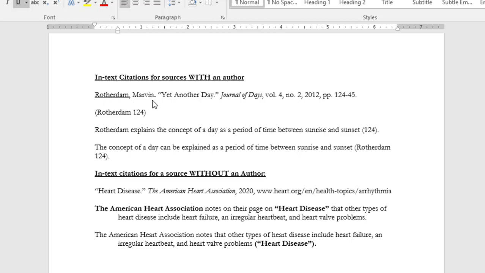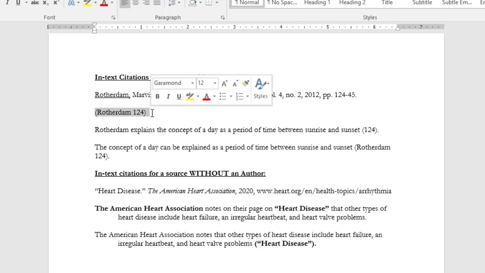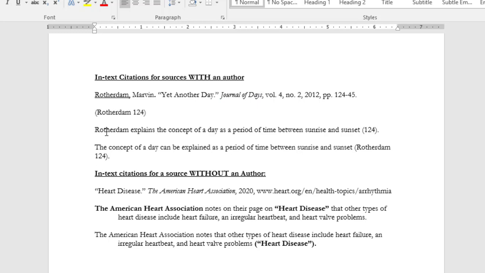So the author here is Marvin Rotherdam, and this is the works cited citation. So this goes on the works cited page at the end of the paper. Standard in-text citation, parenthetical for this would be Rotherdam 124. Here are two sentences. So here we have a signal phrase. Rotherdam explains. Because we have the author's name in the sentence that we're citing, then all we need at the end is the page number.